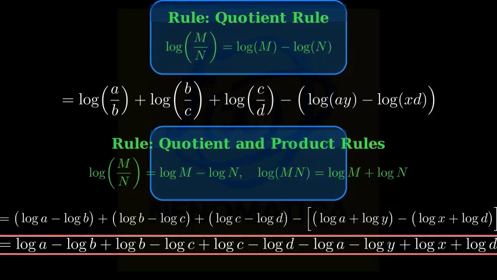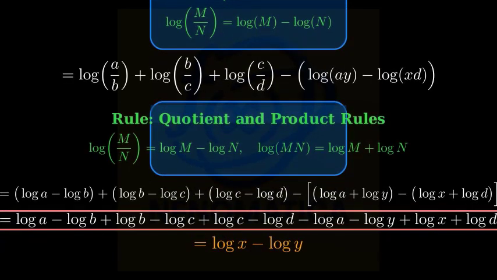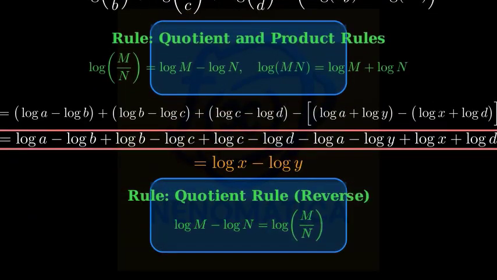Step 4. Use the quotient rule in reverse to combine the final two terms into a single logarithm. This gives the compact final form. Recap.